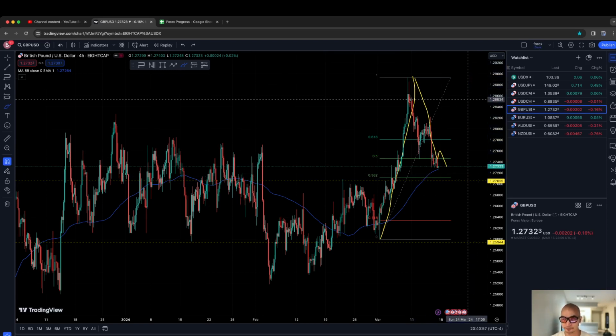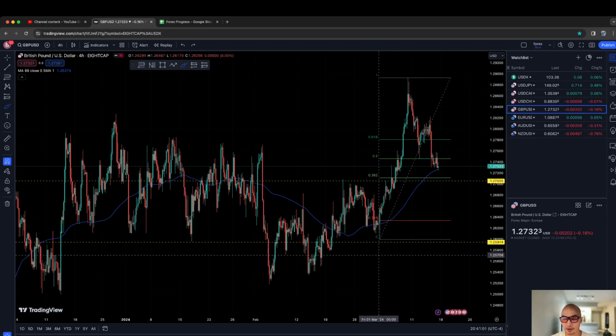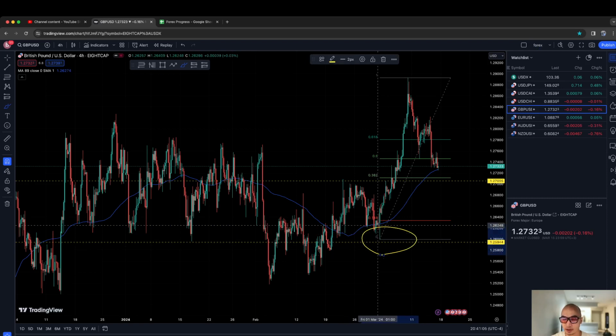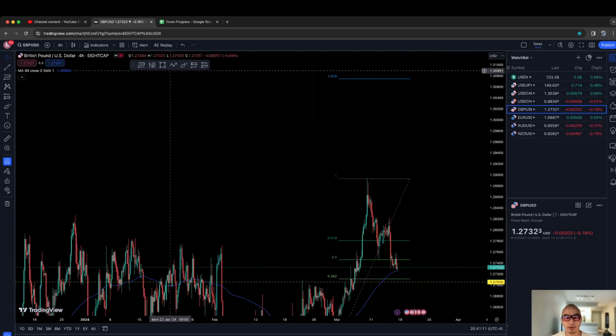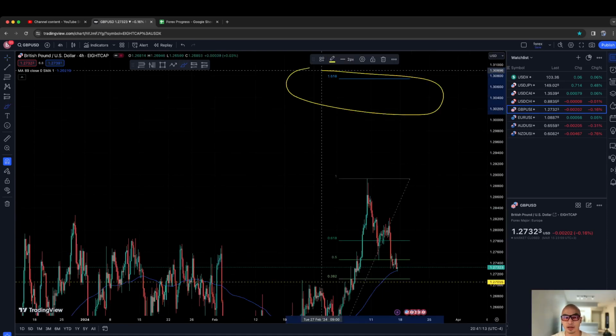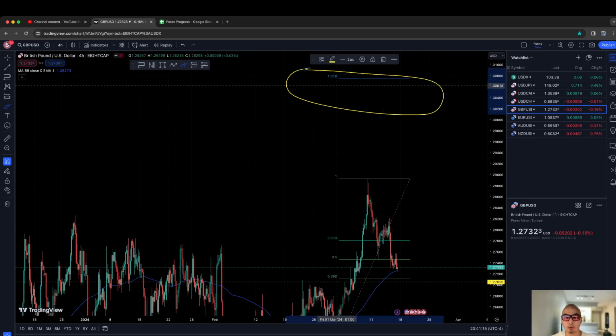So if you're buying the Great Britain pound, your stop loss would be below the local minimum here, and of course your take profit would be the Fibonacci extension above here, around the Fibonacci 1.618 extension.